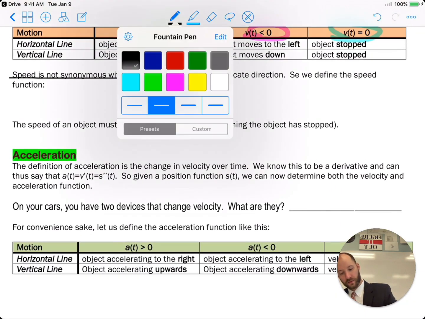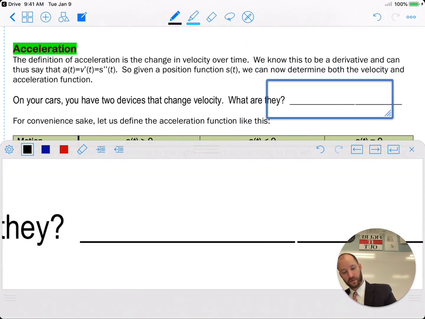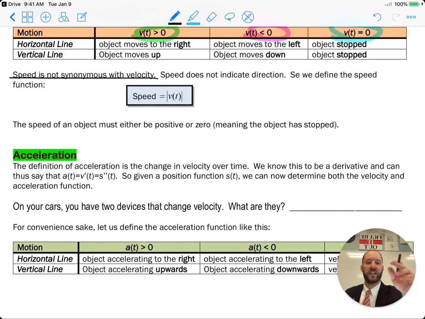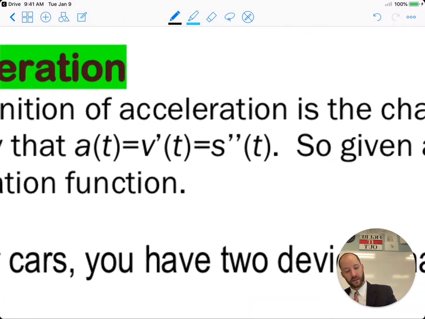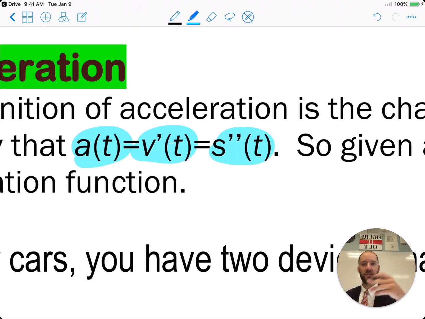Acceleration. So acceleration is your change in velocity, so the rate of change of the rate of change. So we have a of t, that is the derivative of velocity, that is the second derivative of position. We have a of t for acceleration, v of t for velocity, s of t for position. Why it's not p of t, I don't know, but that's what it is.